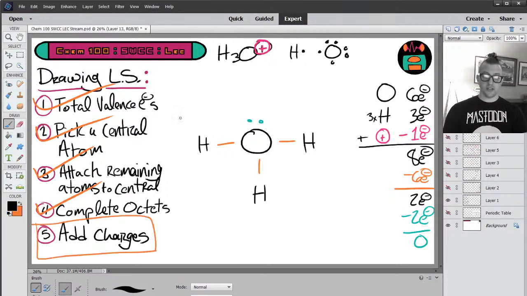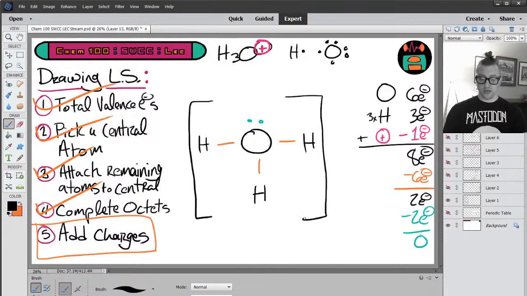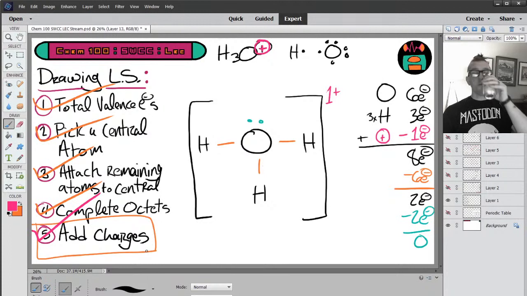we need to add charges to the structure. To do so, we bracket the Lewis structure we've just drawn and add the charge superscripted outside the right bracket, and this charge is a +1. So this is the Lewis structure for hydronium. All right, let's do another example. Today is just going to be running through a ton of different Lewis structures.